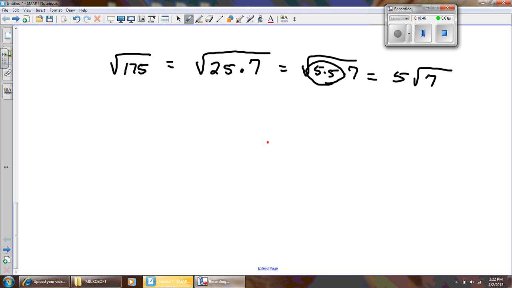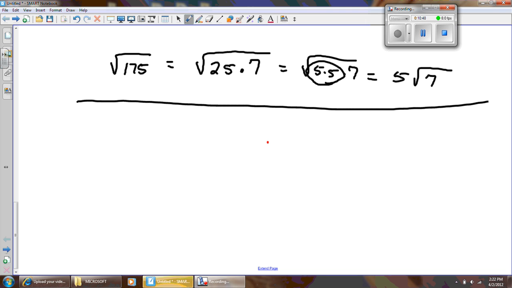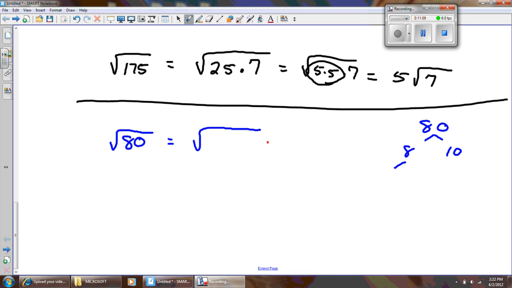Now, if you're not so strong with your multiplication facts, like I know some of you are not, you can take a situation, say like this, the square root of 80, or rad 80, and you can break it down into all its factors, the prime factorization. In fact, I'm going to do that over here. I'm going to go 8 times 10, and I know 8 is 2 times 4, and I'm going to underline every time I get down to a prime number.